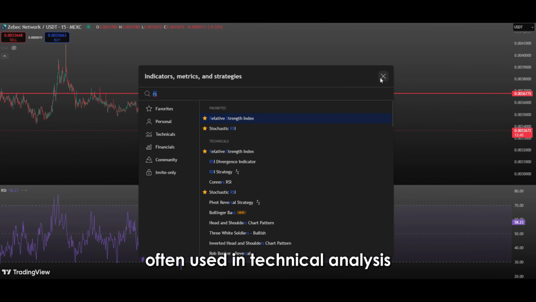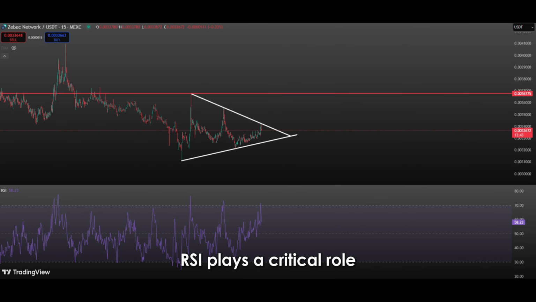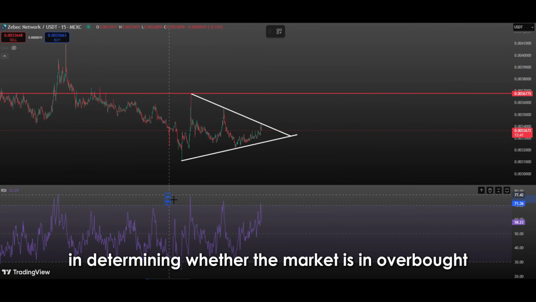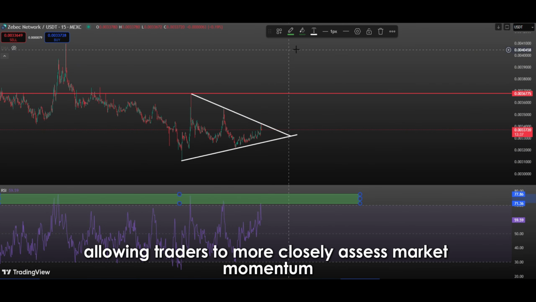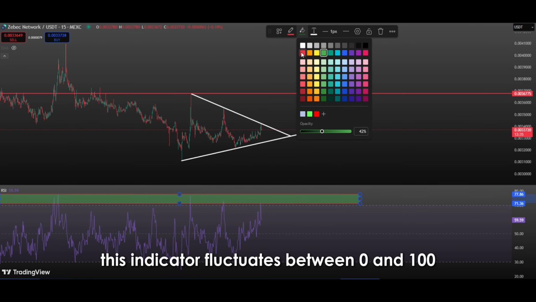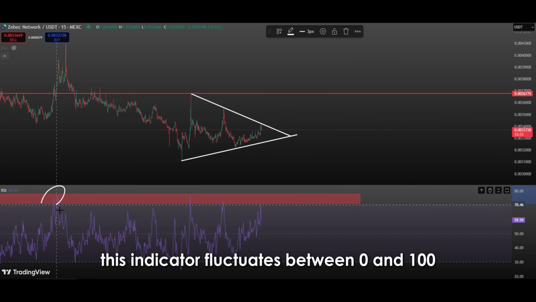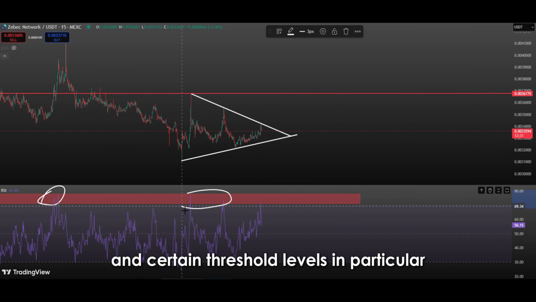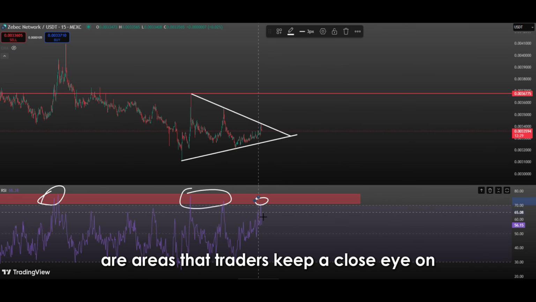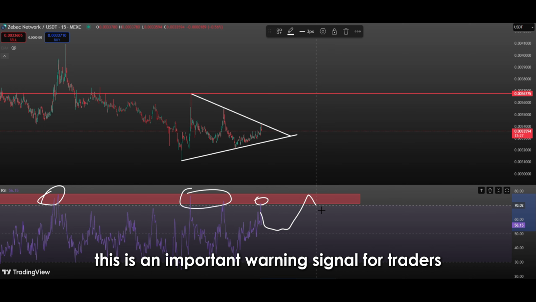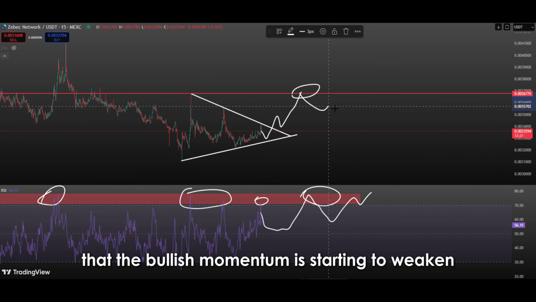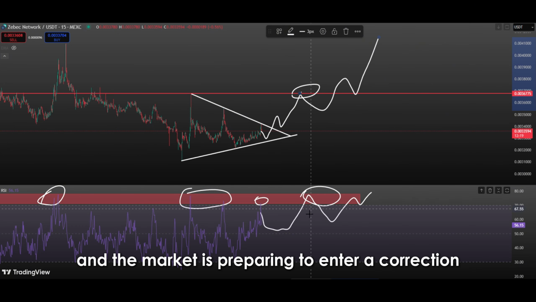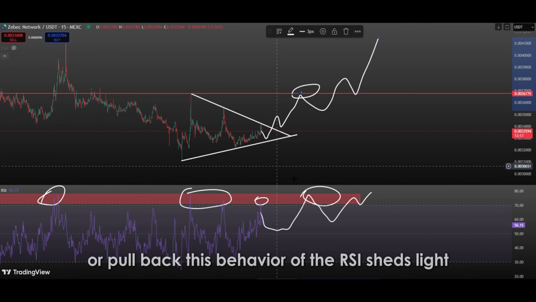Often used in technical analysis, RSI plays a critical role in determining whether the market is in overbought or oversold territory, allowing traders to more closely assess market momentum. This indicator fluctuates between 0 and 100, and certain threshold levels in particular are areas that traders keep a close eye on. This is an important warning signal for traders, because when the RSI approaches this upper level, it may indicate that the bullish momentum is starting to weaken and the market is preparing to enter a correction or pullback.